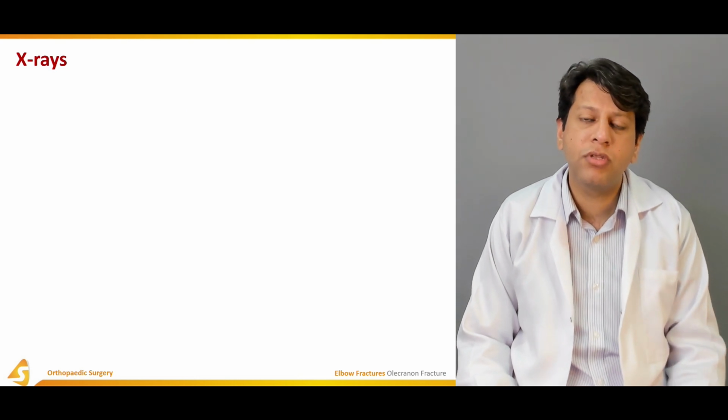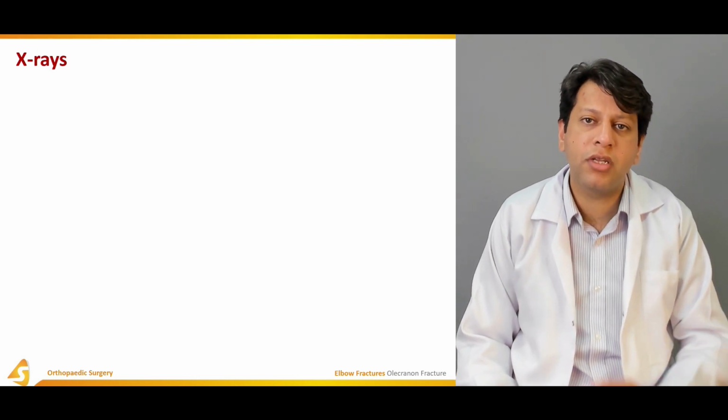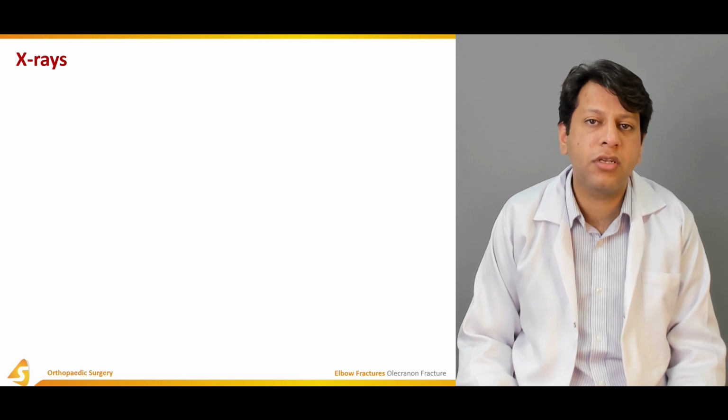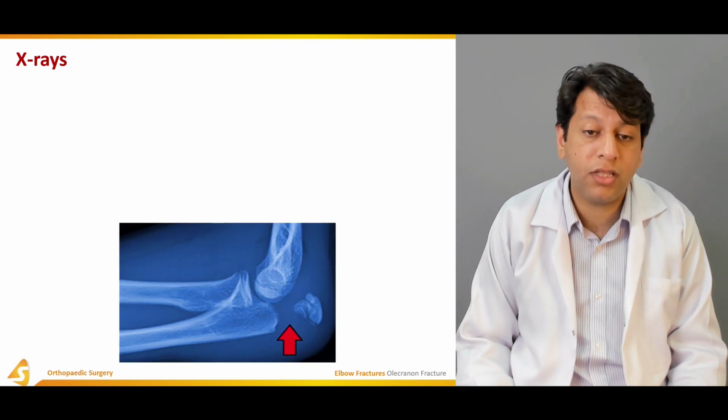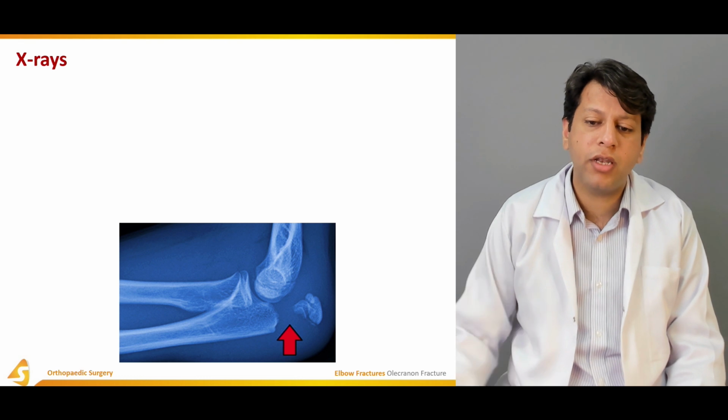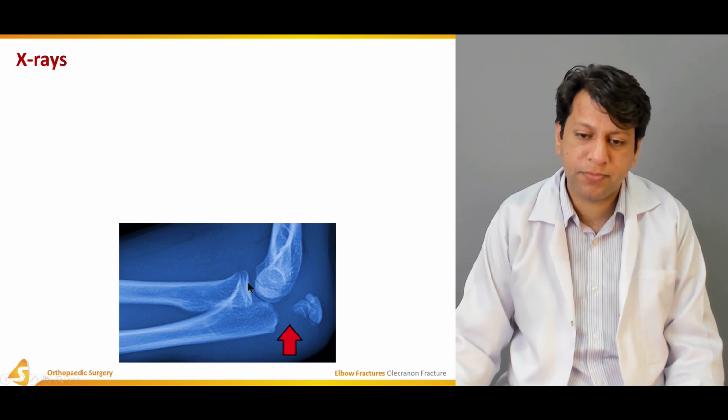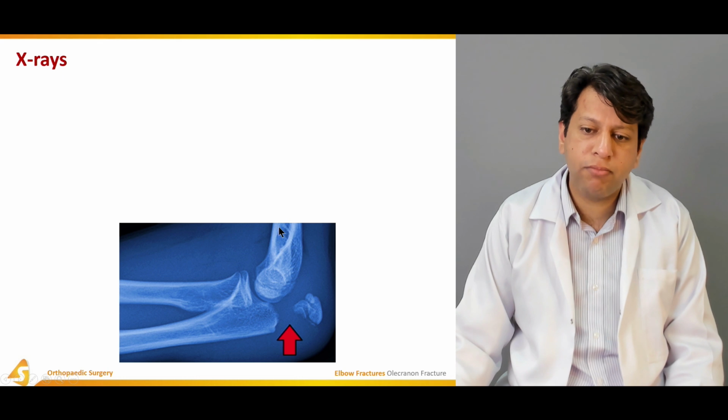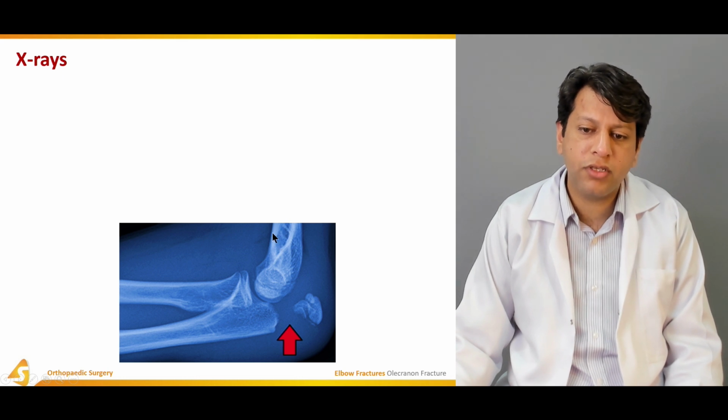Now, once we know that most likely there's a problem around the elbow, the first and foremost step is to get an x-ray of the elbow, that is the AP and the lateral view. If you see it on the lateral view, this is what you're going to see. Previously we talked about the capitellum, and the anterior humeral line is passing through the capitellum.